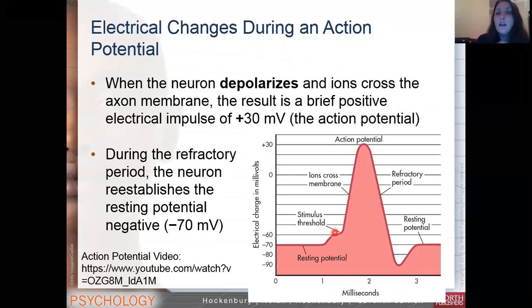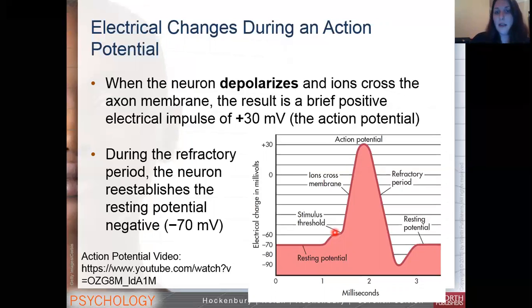Once the ions move across the surface and change the charge from -70 to the threshold, which in this case we'll say -60, okay? Once it has met that threshold, the cell takes over. It needs no more stimulation from any other cells. It doesn't need any more communication. The cell will now take over by itself.